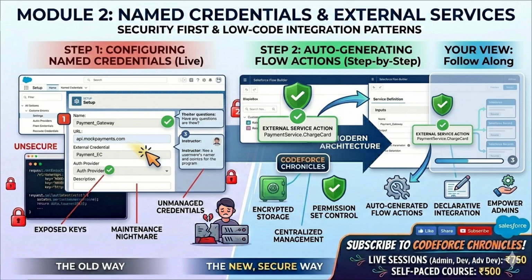Step 2. Create the named credentials. Now click on the Named Credentials tab and click New. Label: payment gateway URL, that is the API mock payments. External credential: select the payment gateway EC we just made. Leave Generate Authorization Header checked if you're using standard OAuth, but since we are manually adding a custom header parameter, we can save this directly.